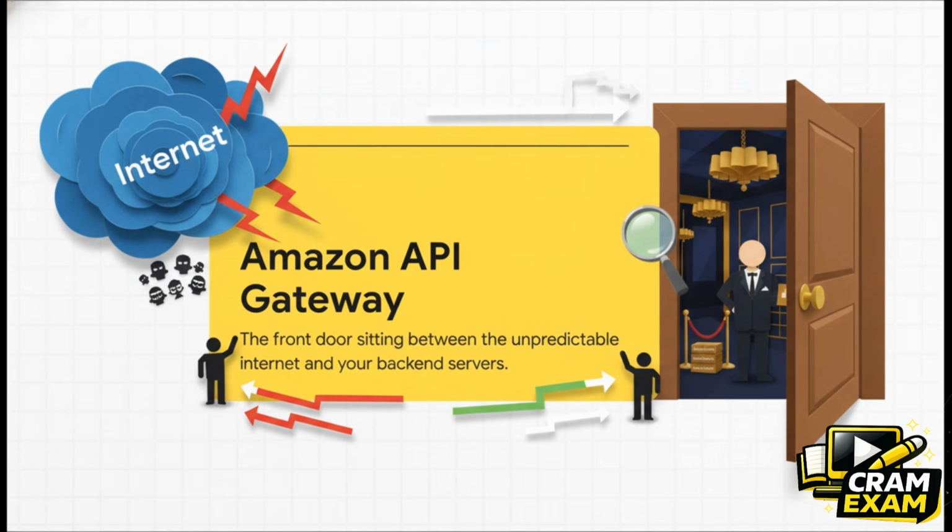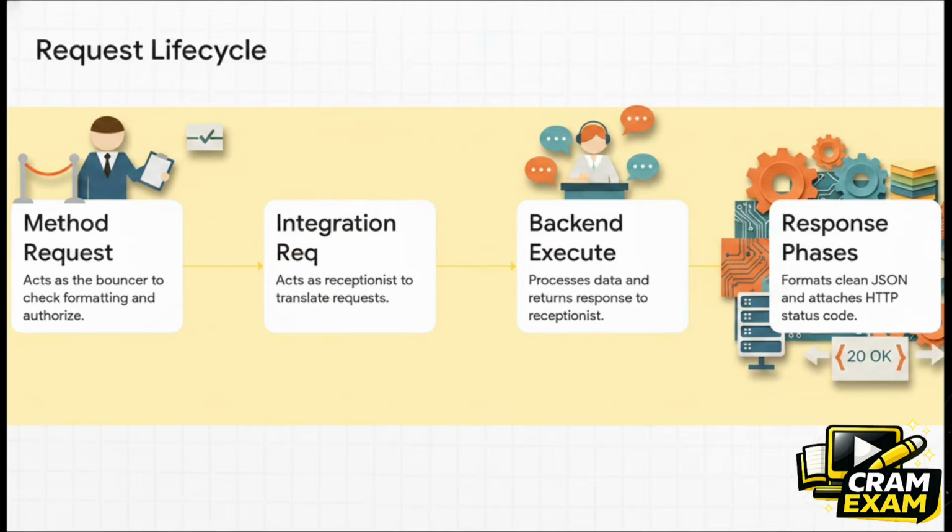Think of API Gateway like the bouncer and the receptionist at a highly exclusive club. The club is your back end. A client walks up to the door, and API Gateway intercepts them before they ever even get a glimpse of the inside. Now, let's break down exactly how the HTTP request flows through the system. It goes through 4 distinct steps.